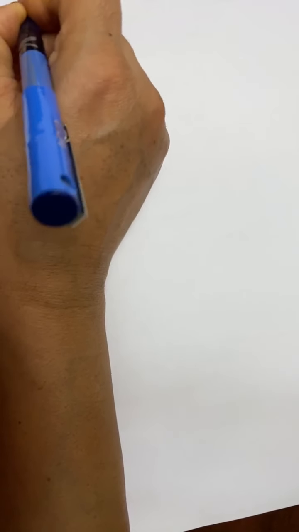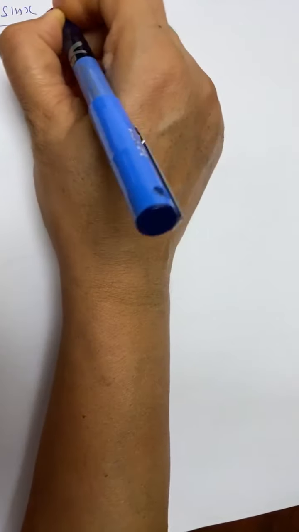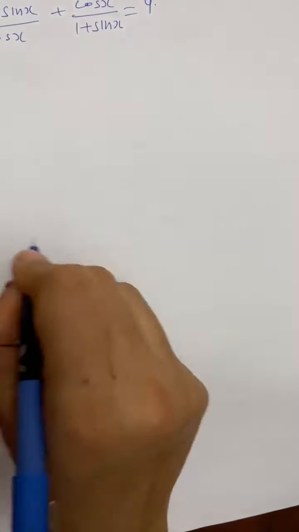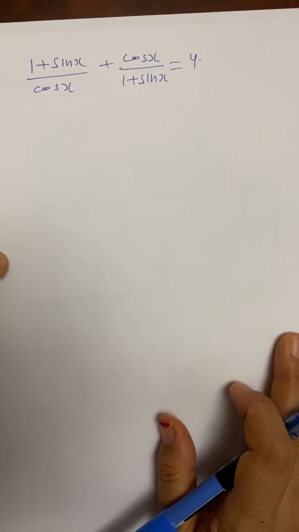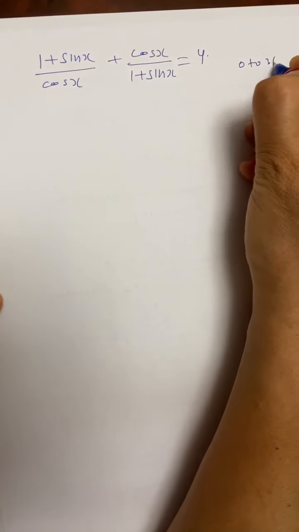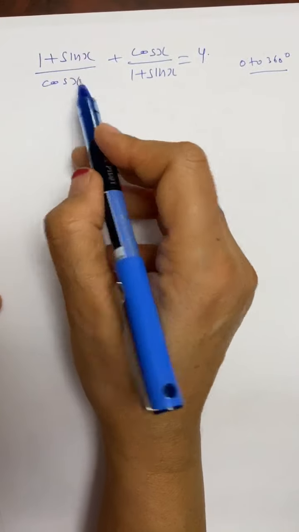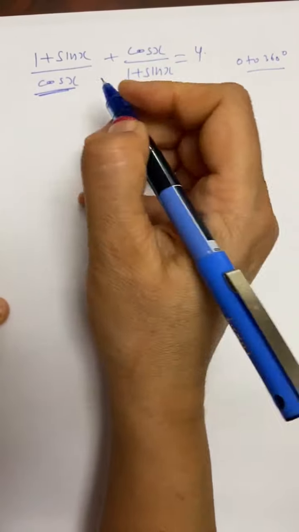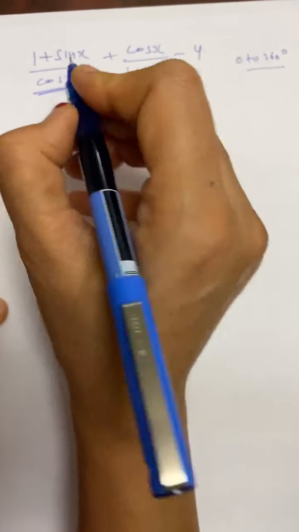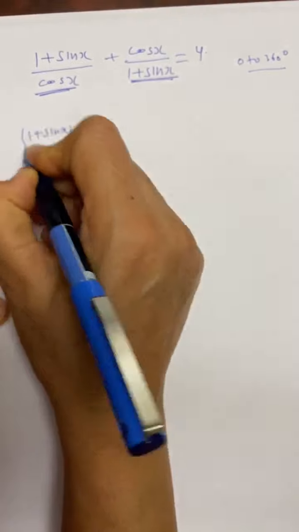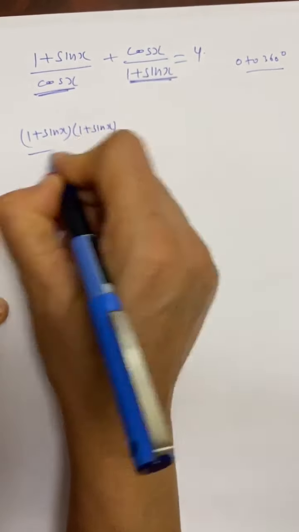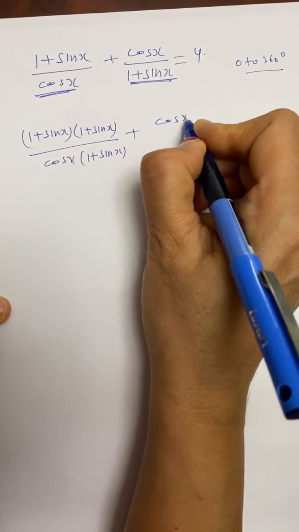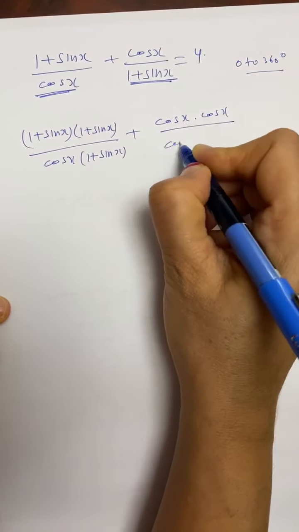So 1 plus sine x divided by cos x plus cos x over 1 plus sine x is equal to 4. And again, you have to solve each of the following equations, and it's in the domain 0 to 360 degree. So first thing, whenever you have a fraction, you know how to add the fraction. You need to make the denominator same. So here you have cos x, here you have 1 plus sine x. So first thing you need to do is to make the denominator same. So 1 plus sine x, cos x, 1 plus sine x. Here, this will be cos x into cos x divided by cos.